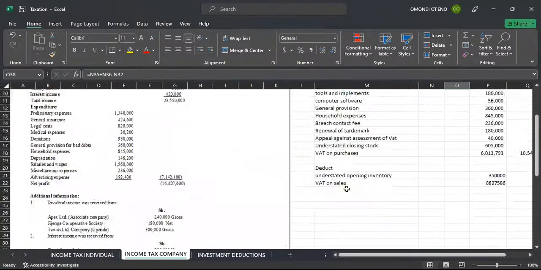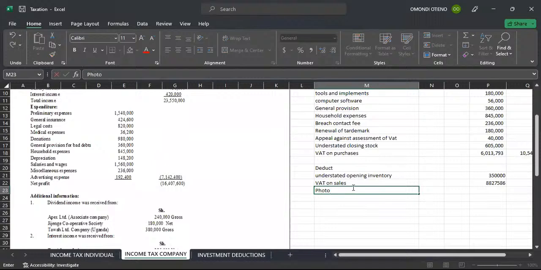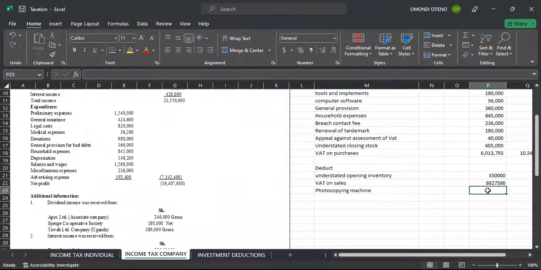Yes, so now we come here and put photocopying machine. Photocopying machine of what amount? 180,000. So that is the value of the photocopying machine. Any other thing that is remaining there?